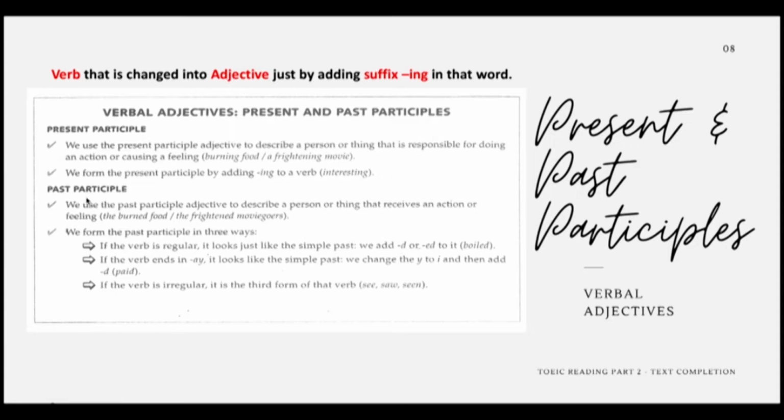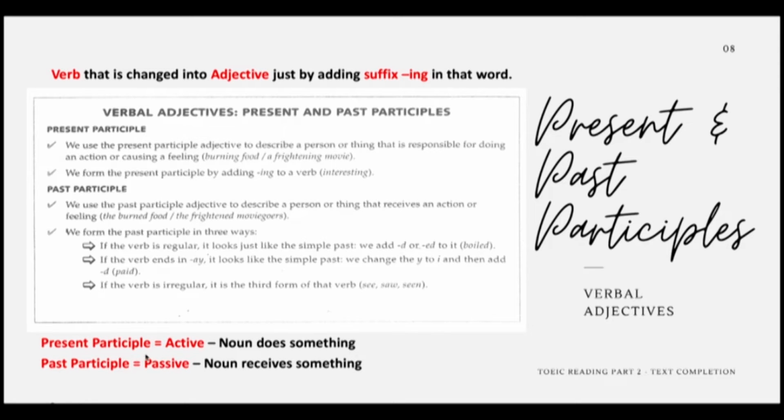And then the next would be the past participle. The difference would be adding ed over here. Meanwhile, this one is ing and this one is ed. What is the difference between present participle and past participle, everybody? So take a look over here. The present participle is used for the active form of a verb or an active form of a noun.